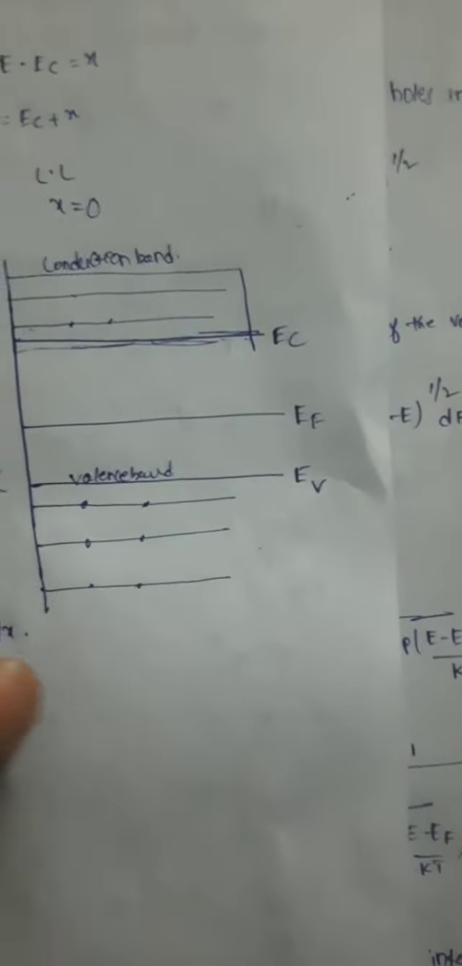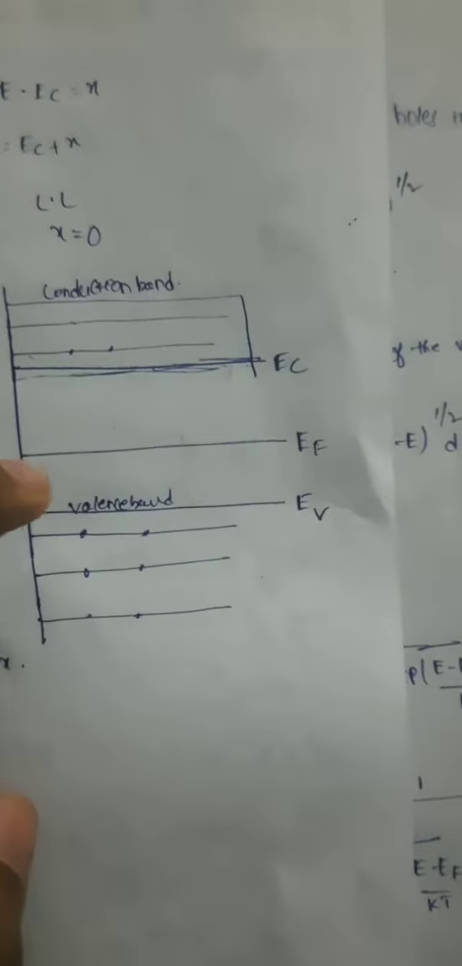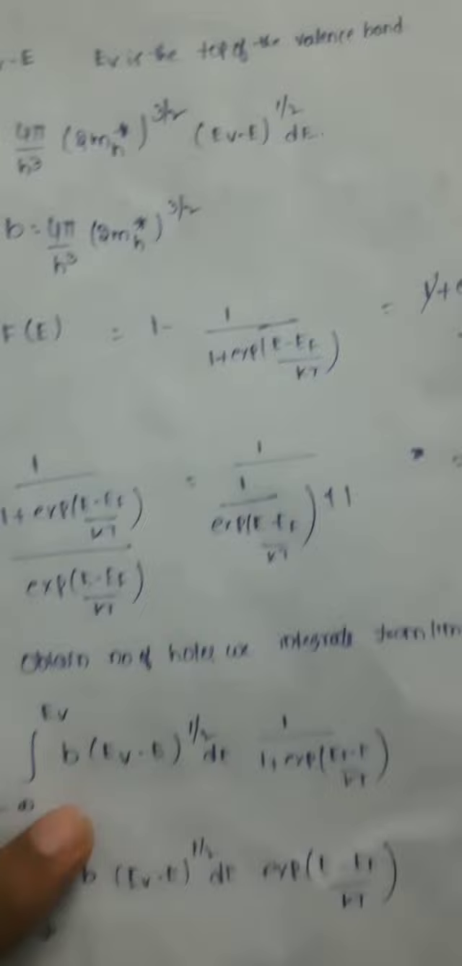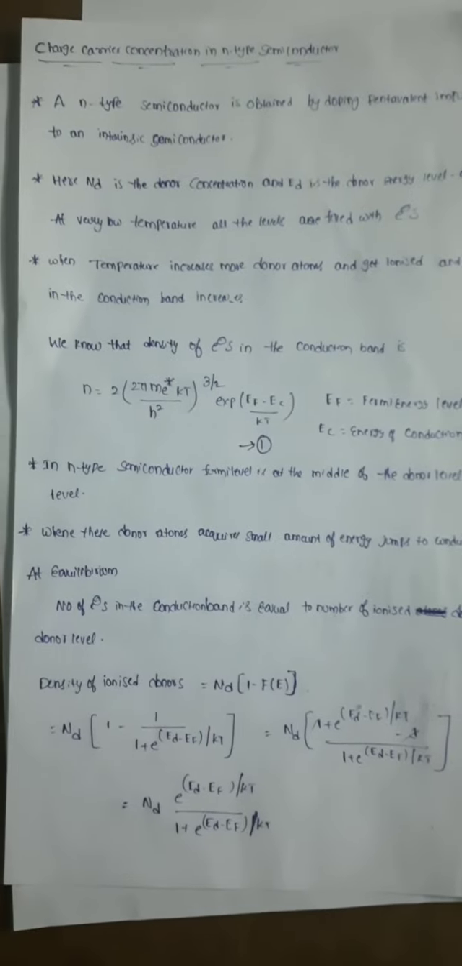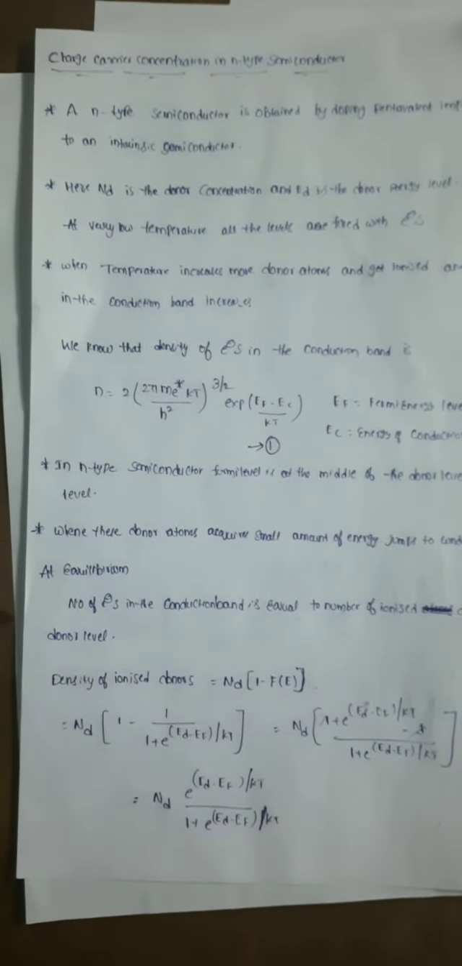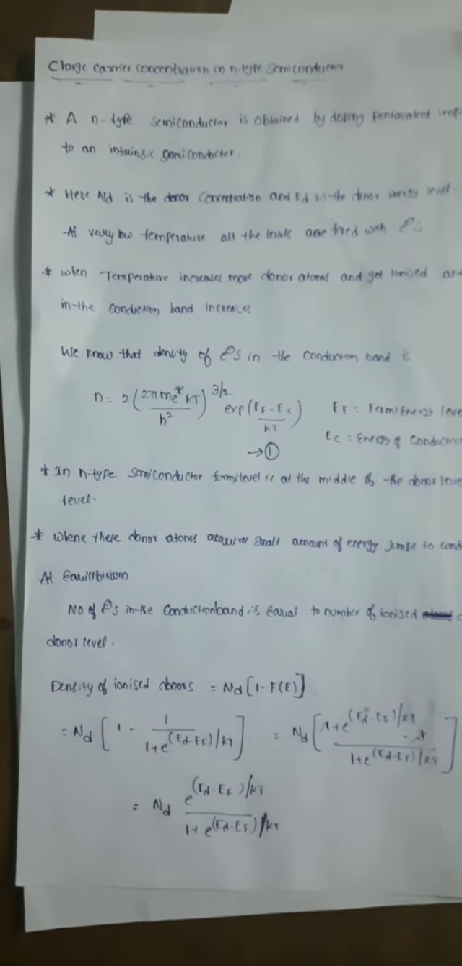So we are taking EV minus E and we are integrating from minus infinity to EV. The holes may be present below the top layer of the valence band, so we are integrating from EV to minus infinity. After integrating, we get the expression for the holes.